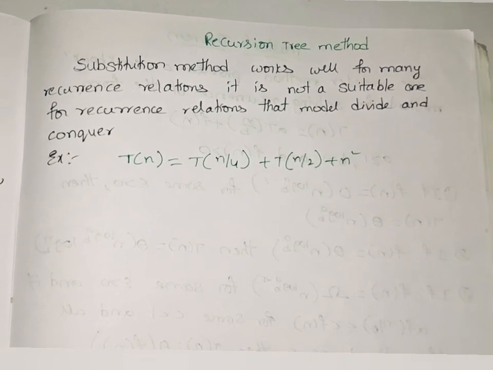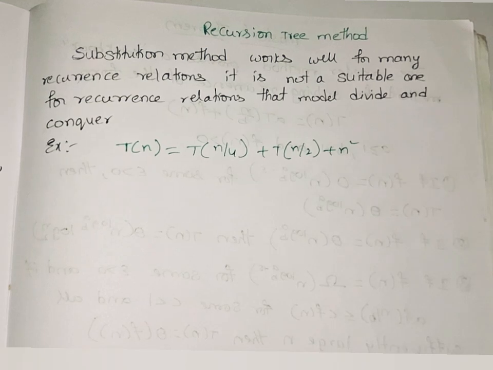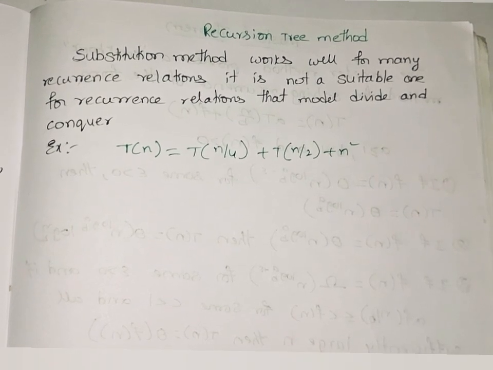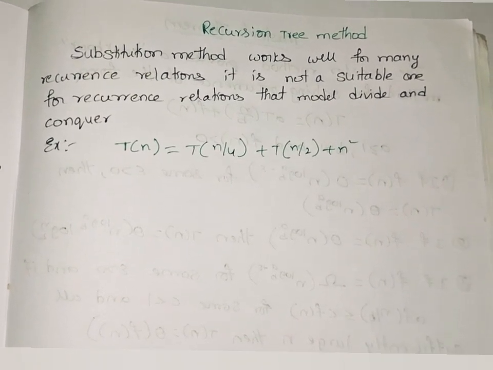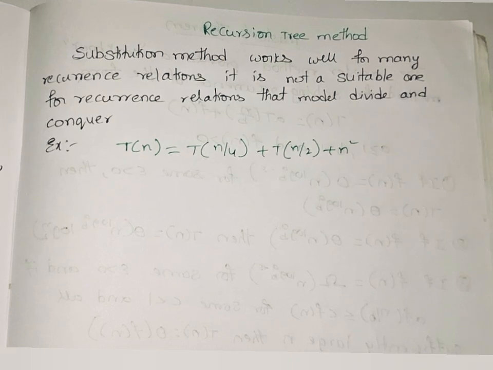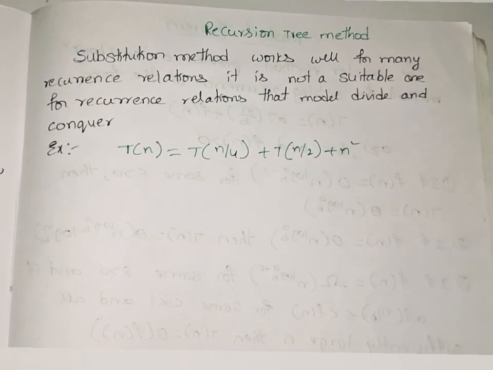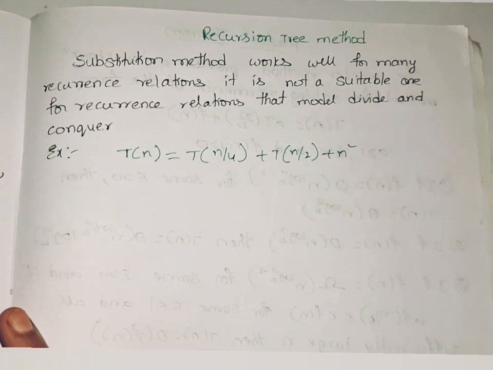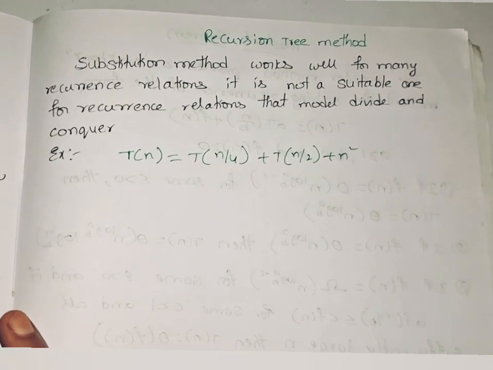In this video we will learn about the recursion tree method in the recurrence relation. So we know that in the recurrence relation we have mainly three types of methods. There are a number of methods, but mainly we are considering three: the substitution method, the recursion tree method and the Master's theorem method.